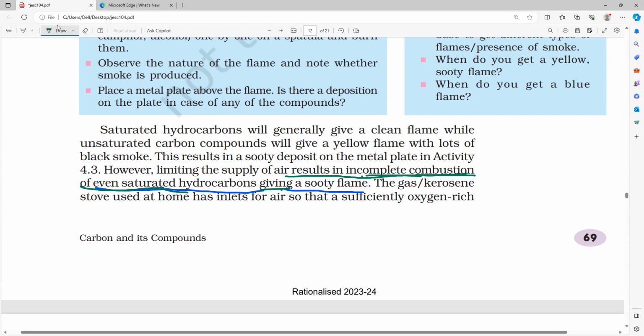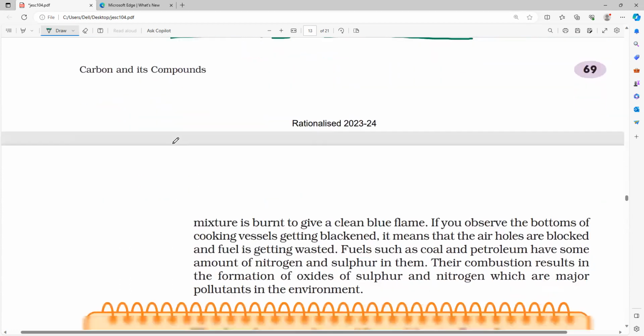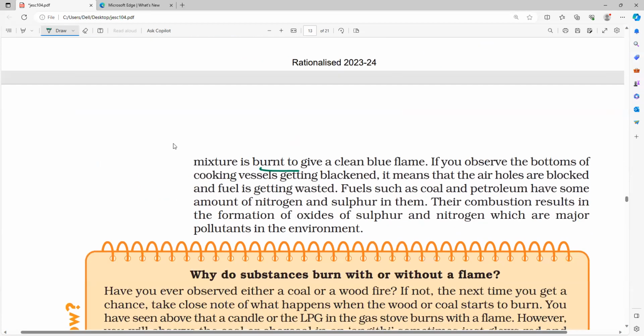So what will happen? Saturated hydrocarbons also give a sooty flame. A gas or kerosene stove used at home has inlets for the air, so a sufficiently oxygen-rich mixture is burned to give a clean blue flame. That is why, if you see the utensils we use on the gas stove, the bottom of the cooking utensils gets blackened, in the sense of the air holes.